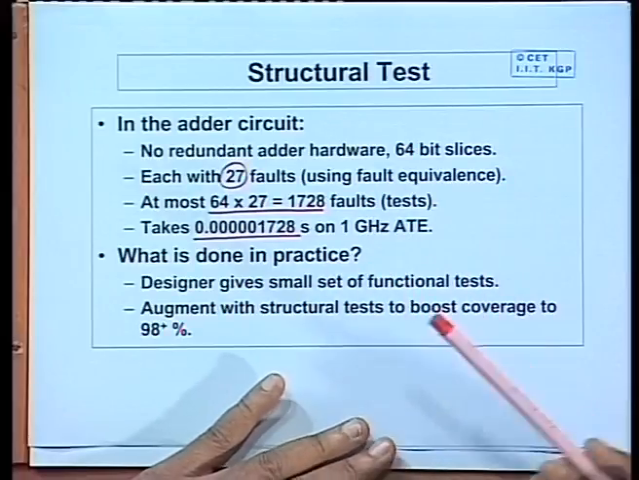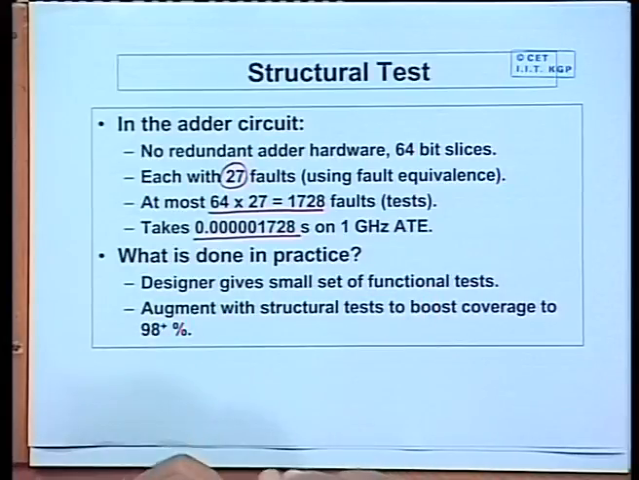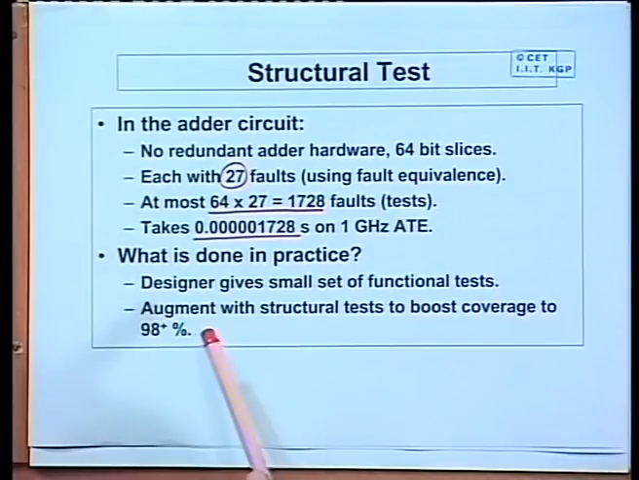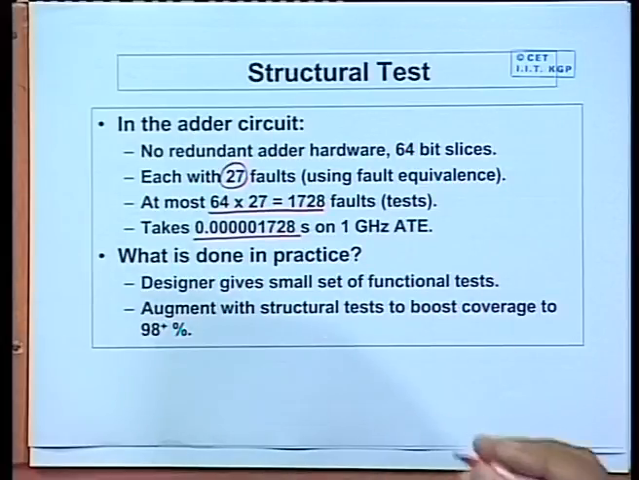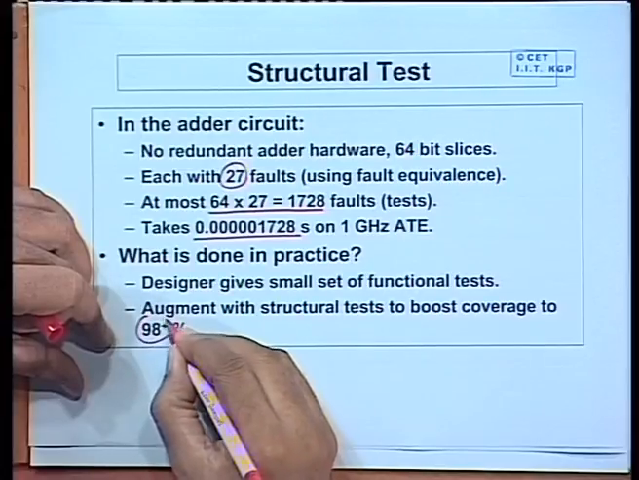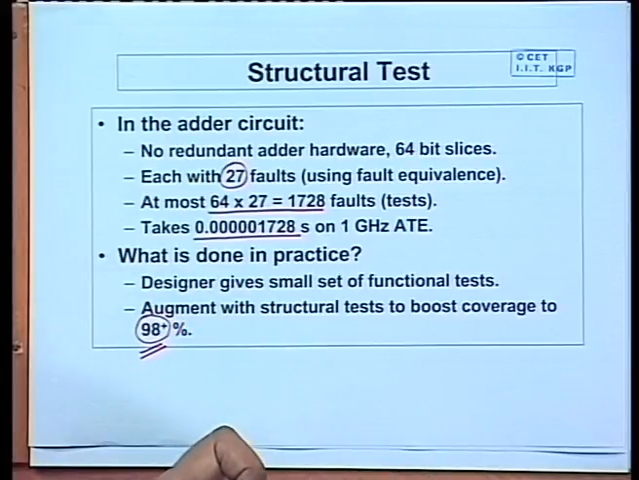So, in practice what people do is that the designer initially gives a small set of functional tests, like for an adder, it tries to give the input where one of the inputs is 0 and the other is something else. What happens? You give some input so that there is a carry, you add the two maximum numbers, all 1 patterns. These are some of the intuitive inputs that the designer gives. In addition to that, you use some structural tests and try to boost the fault coverage as high as possible. Typically, the industry people will be happy with a fault coverage in the tune of 98 plus.